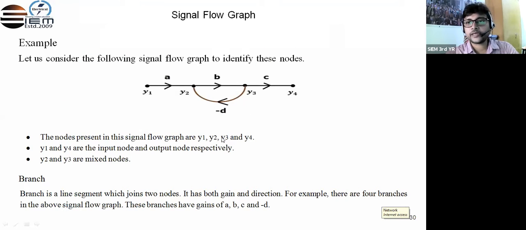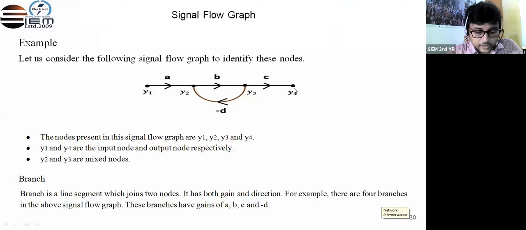Now let me take an example. Now see, this is the example. This is the input node, right? Y1 is denoted as the input node, and what is the output node? The output node is Y4.